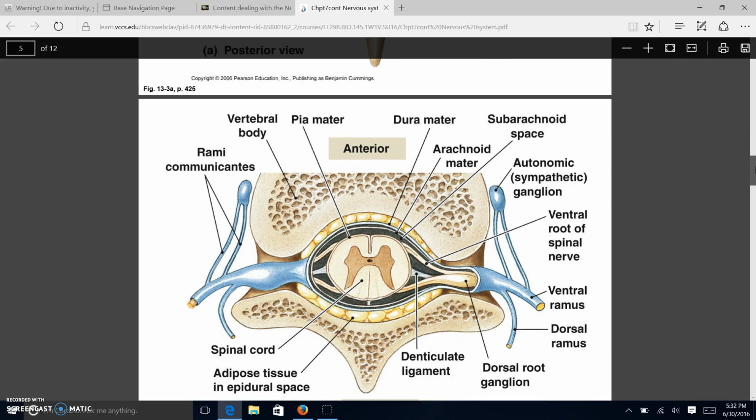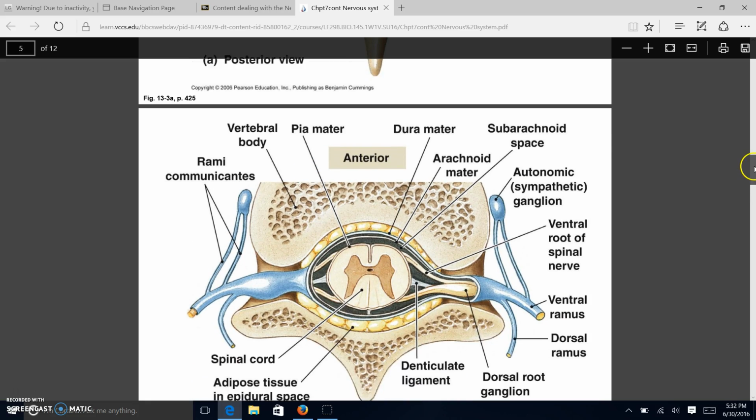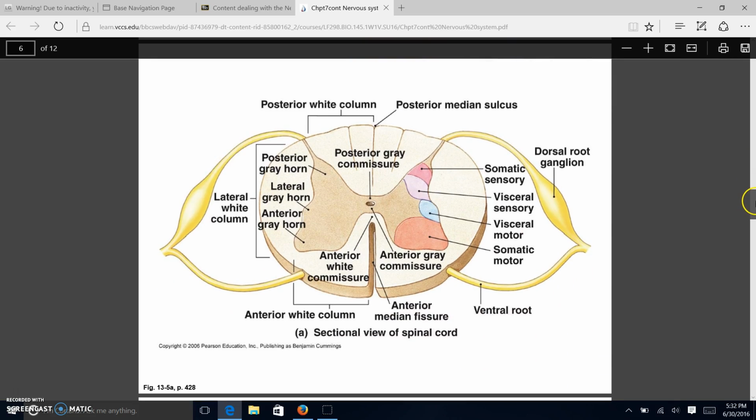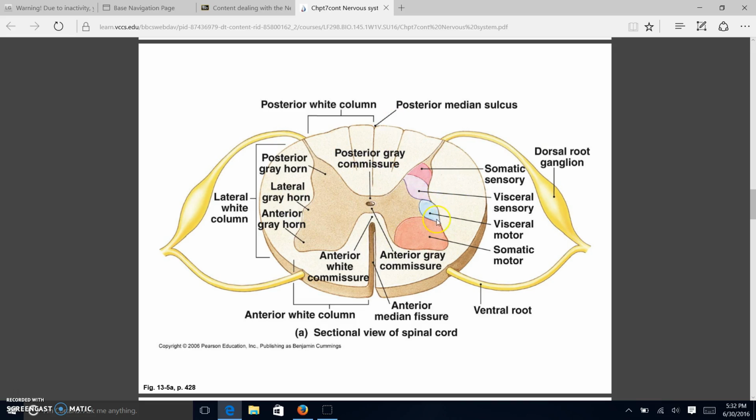Okay, again, another view of that whole criteria. Now let's look at this just for a second, because just like the brain's very mapped out, the spinal cord is very mapped out. And I just want to show you a little bit of what that means.